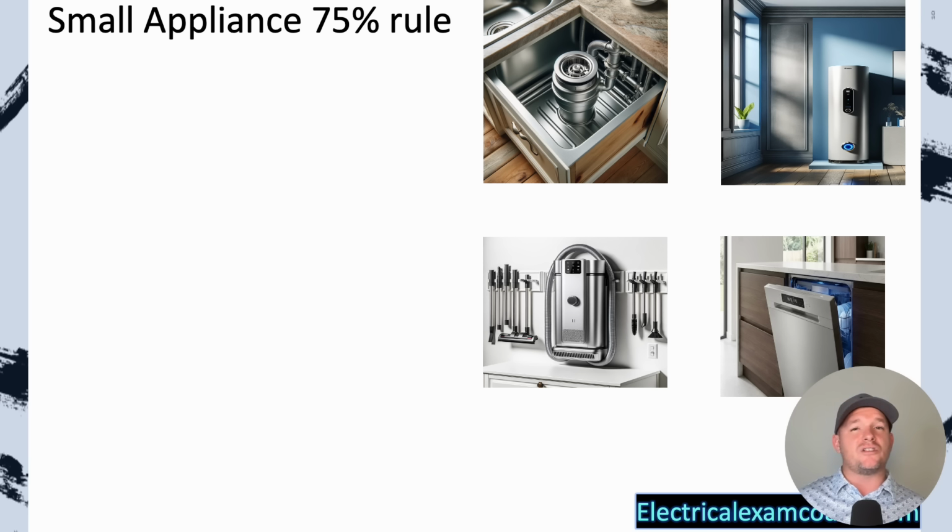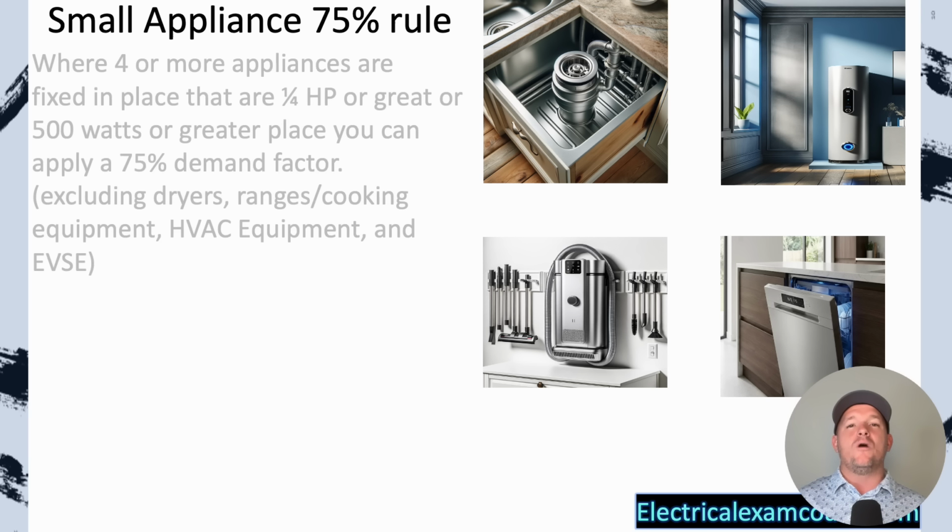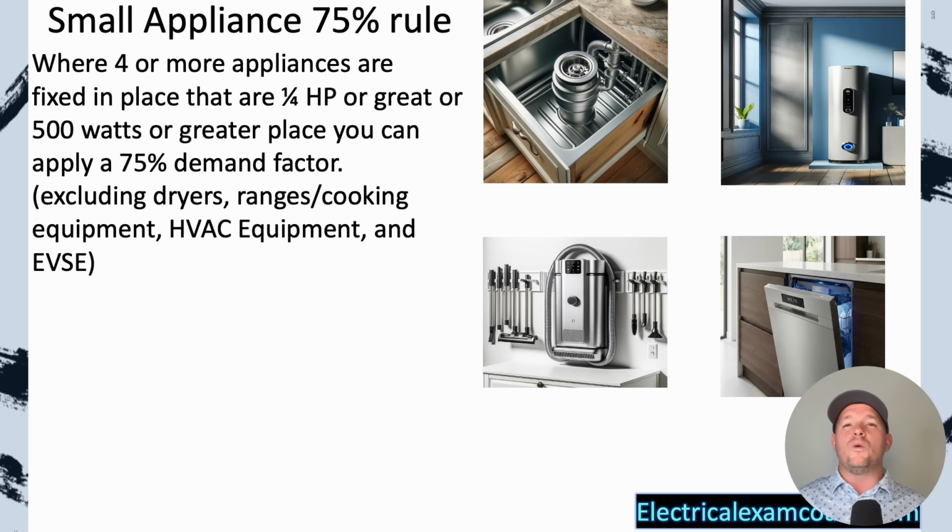This is where we get our small appliance 75% rule, where 4 or more appliances are fixed in place that are a quarter horsepower or greater, or 500 watts or greater. We can apply a 75% demand factor. This excludes things like dryers, ranges, cooking equipment, HVAC equipment, and EVSE, which is electric vehicle supply equipment. Let me show you how it works.